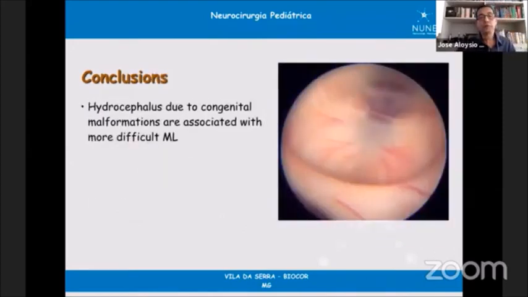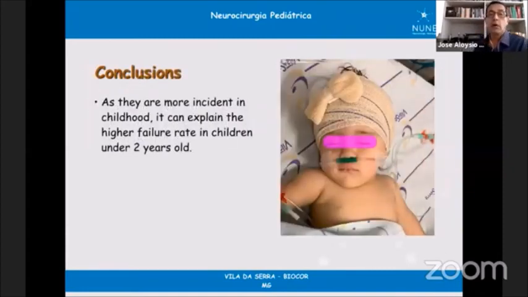Hydrocephalus due to congenital malformations is associated with a more difficult Liliequist membrane to deal with, especially in infants. And as these are more incident in childhood, it can explain the higher failure rate in children under 2 years old. What this means is that ETV is not a very easy procedure to do, as we hear many times, especially in children and infants. And there are a lot of anatomical details that many times we do not pay attention to, but are very important to better conclude the procedure.